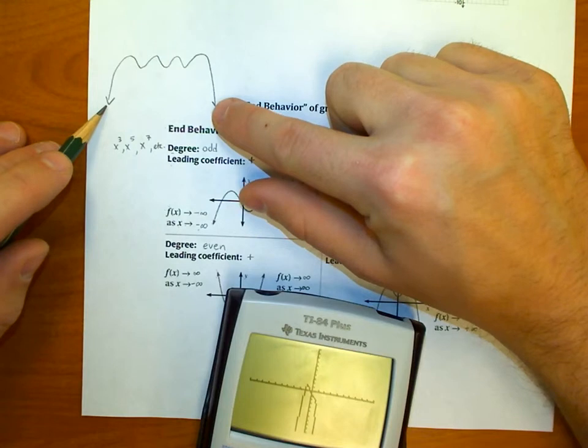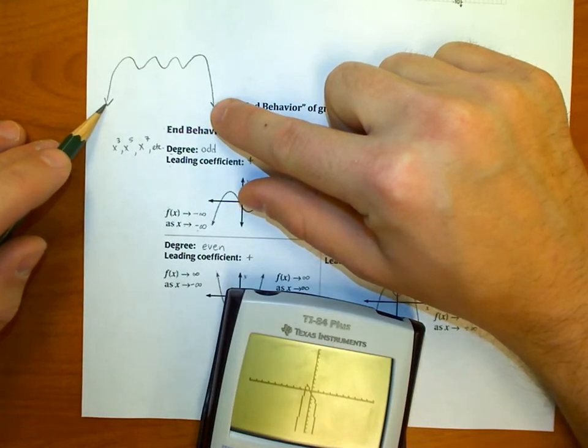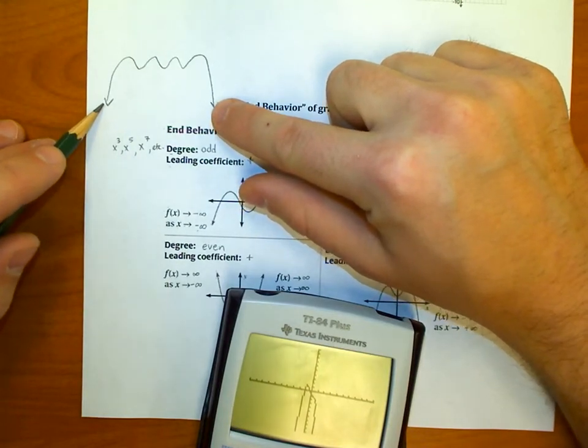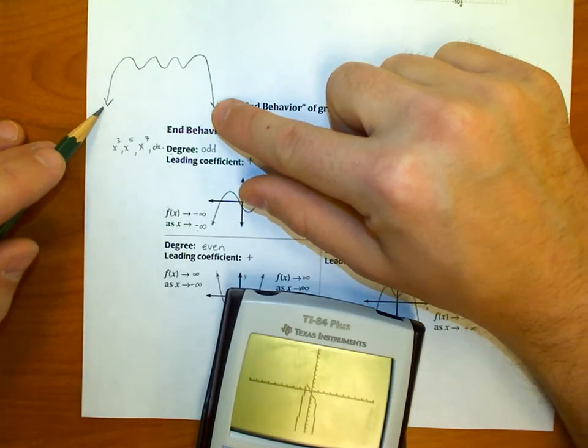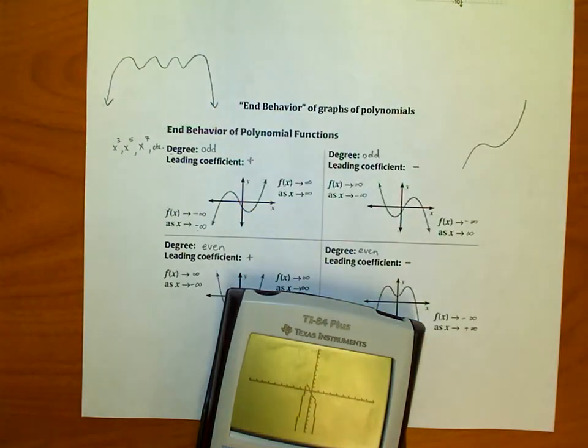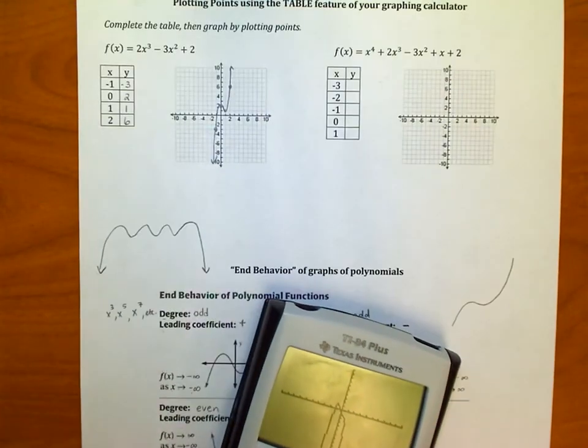It's got to be an even polynomial, an even degree, and it's got to have a negative first value because it's upside down. If you can do that, then that's really what I'm most interested in at this point in time. And in order to actually graph it, that's when we use that table feature like we did in the very first video.